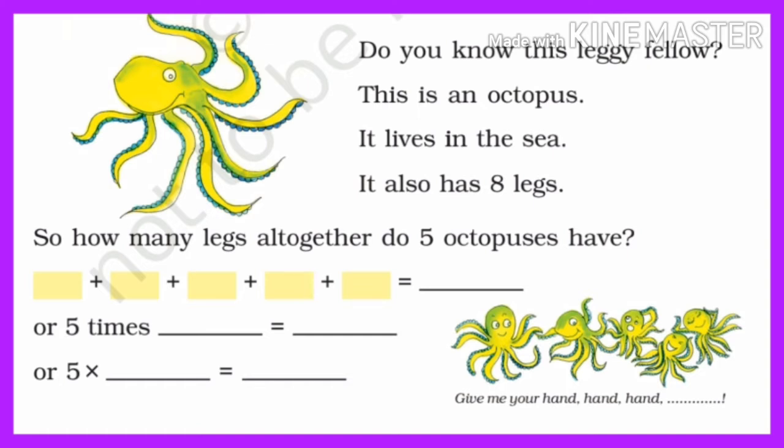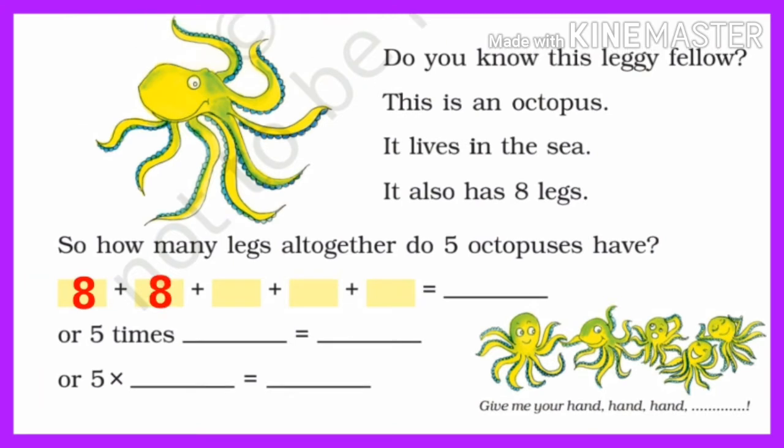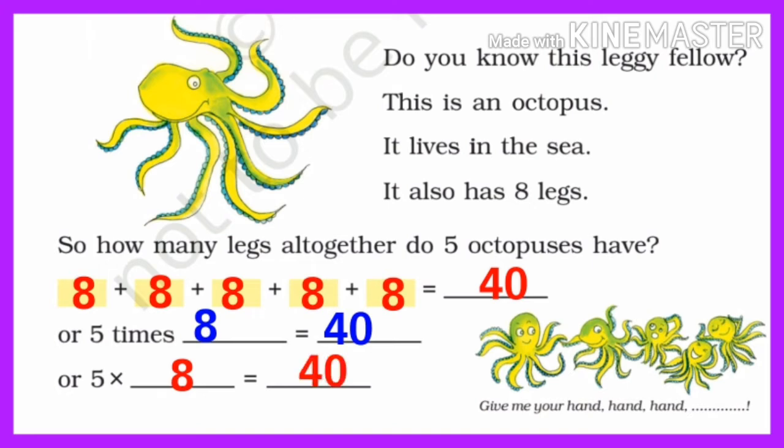So we will write 8 plus 8 plus 8 plus 8 plus 8. Answer will be 40. In another way, we will write 5 times 8, answer will be 40. Or we can say 5 multiplied by 8, answer will be 40.